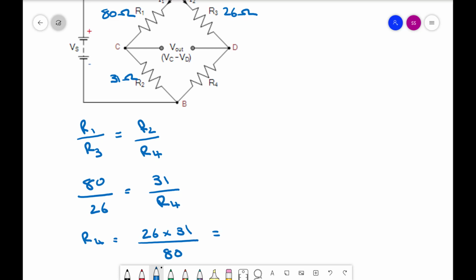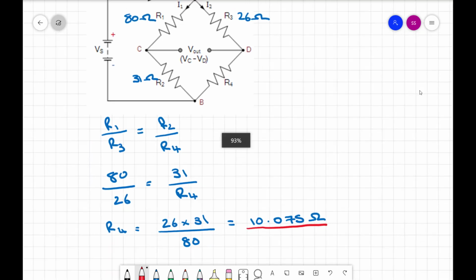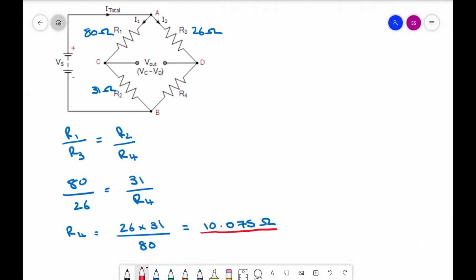If I plug that through my calculator, 26 times 31 gives me 806, and dividing that by 80 gives me 10.075 ohms. And that there would be my unknown resistance for R4. Now, if you chose to do that formula a different way, we could compare a different part of the circuit.